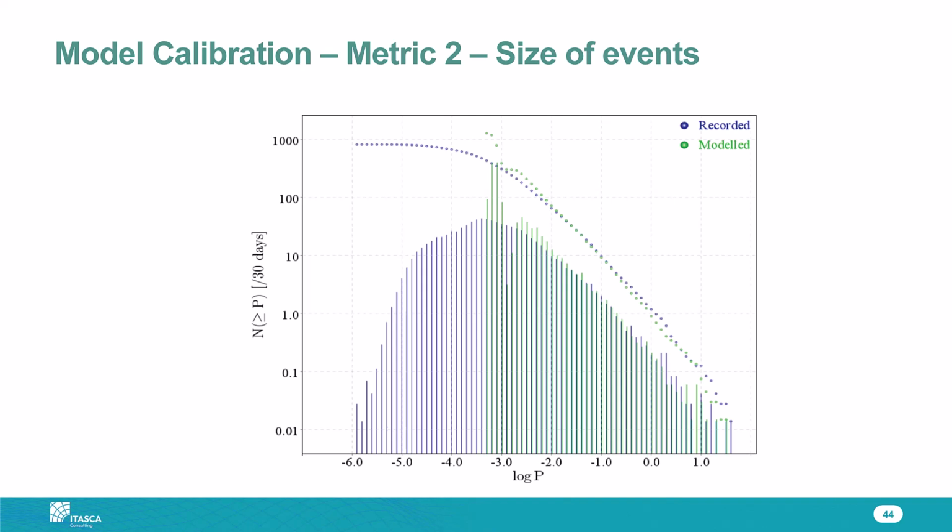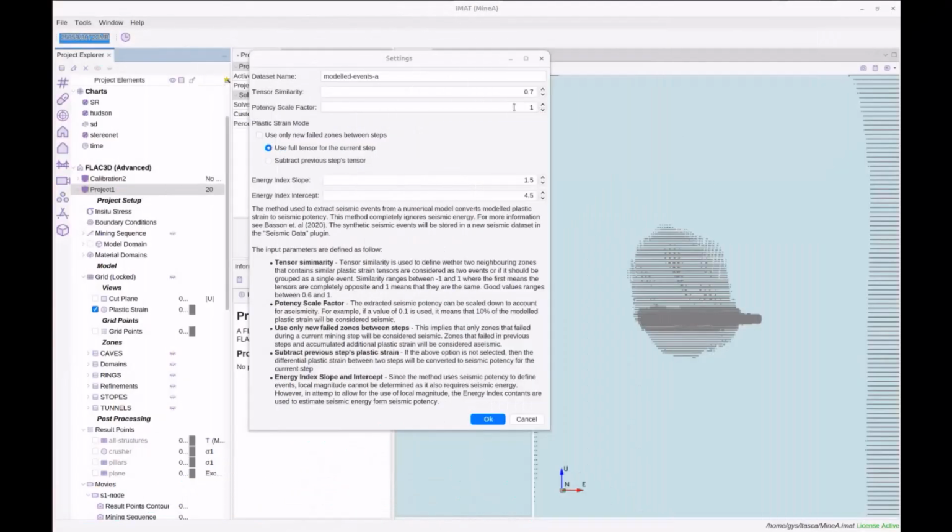So this is one measure that we can do to change the slope in that potency frequency distribution. Then there's a parameter called the potency scale factor. As I mentioned, the majority of plasticity in our numerical models is aseismic. So we can either use all the plasticity from all the zones that failed and consider that to be seismic, or you've got a way to play with it, basically saying that I only consider 10% of the total plasticity for each zone to be seismic and the rest aseismic. So this is how you can scale it down.